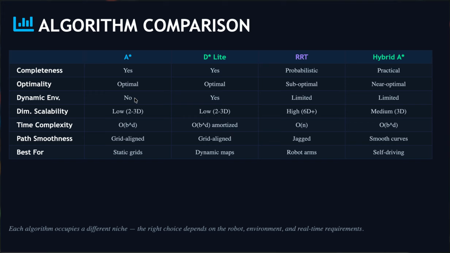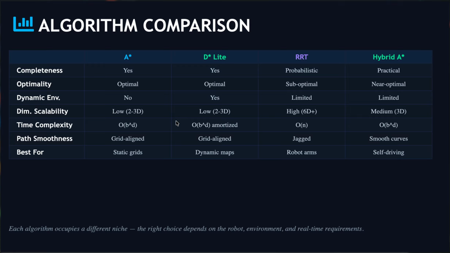Dynamic environment: A star has no dynamic routing, which basically means it just finds a path and tries to follow it, and if any obstacle were thrown in the way, unless a touch sensor is configured, it might end up in a crash. D star Lite, as the name suggests, is dynamic, so of course it makes dynamic turns and stuff. RRT is limited. It can't truly stop if something were thrown in front of it. Hybrid A star, the same thing.